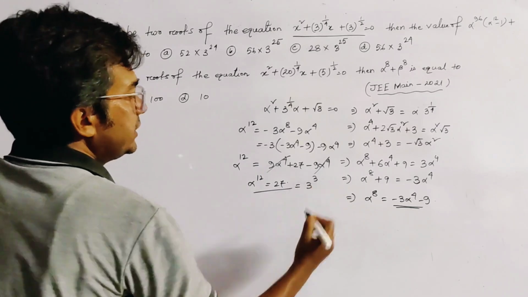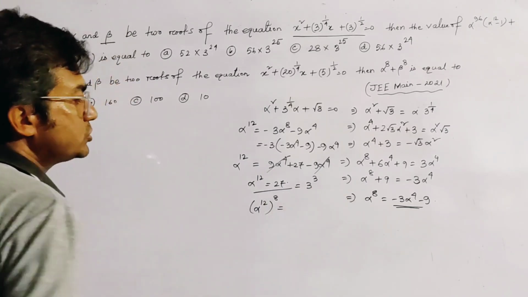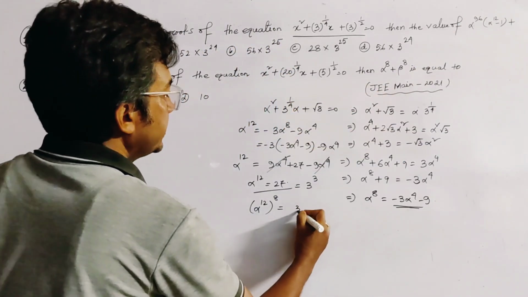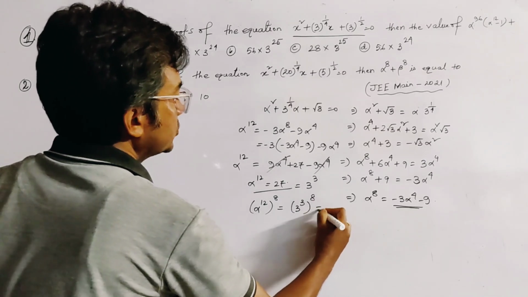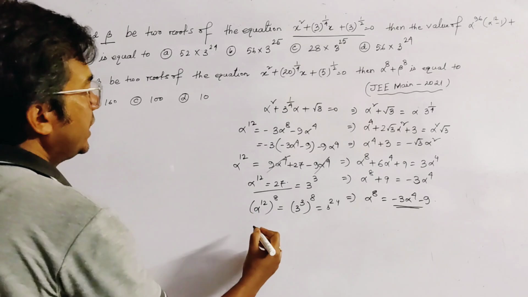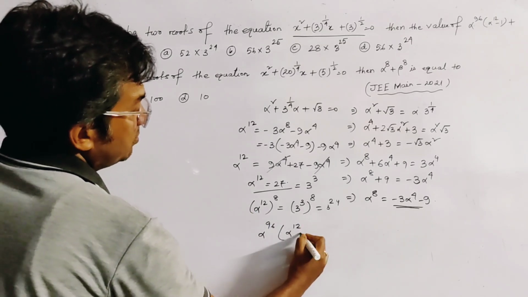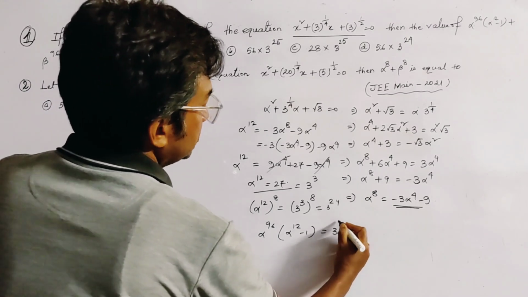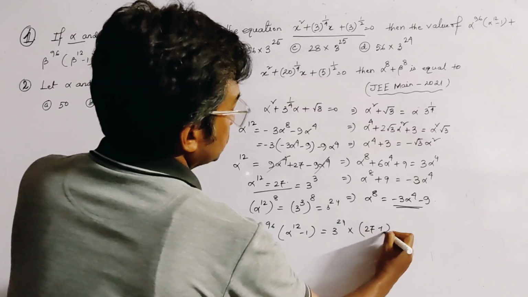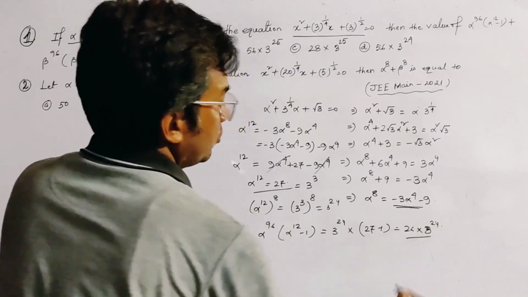Okay, so alpha to the power 12 equals 27, this makes 3 to the power 3, and alpha to the power 12 to the power 8, because we get alpha to the power 96, is given by 3 to the power 3 to the power 8, so 3 to the power 24. So we have got alpha to the power 96 into alpha to the power 12 minus 1 equals 3 to the power 24 into 27 minus 1, so 26 into 3 to the power 24.